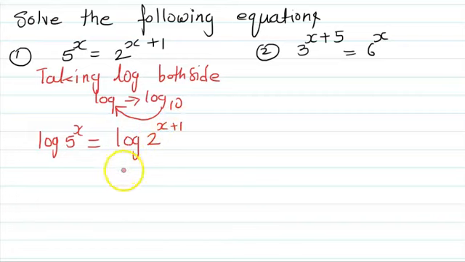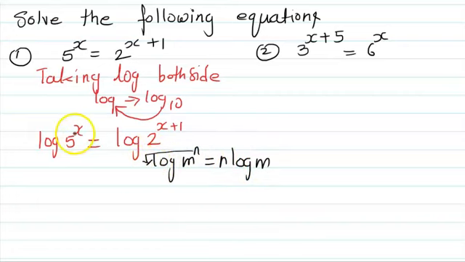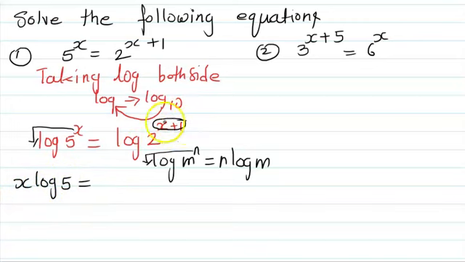Now we know one rule, that is log m to the power n. We can write down here n log m. This power comes and sits in front of the log. So here x is coming and sitting here, so it should be x log 5. Similarly, this x plus 1 is coming and sitting in front of this log, so it should be x plus 1 log 2.